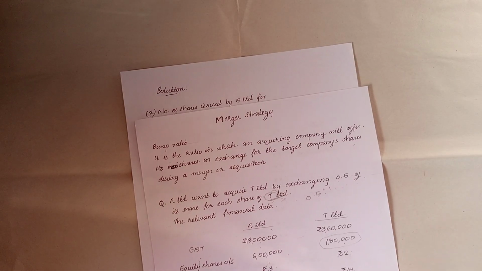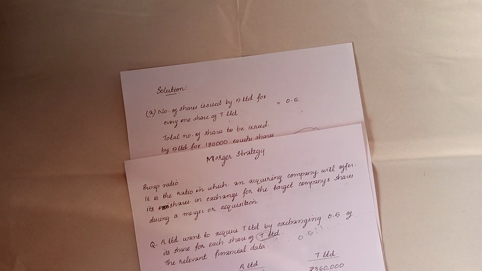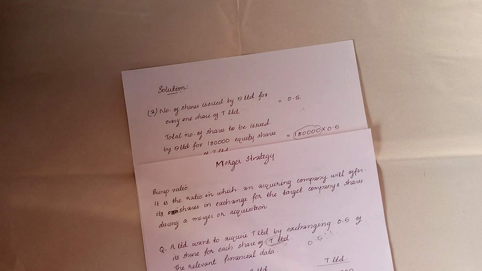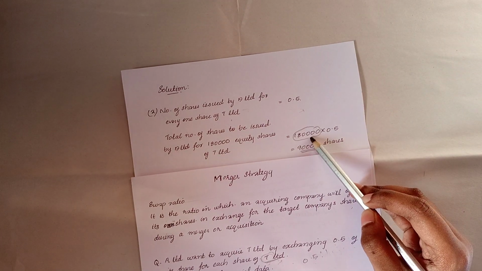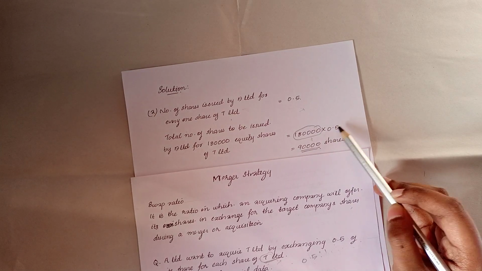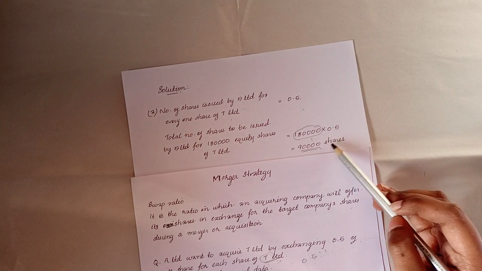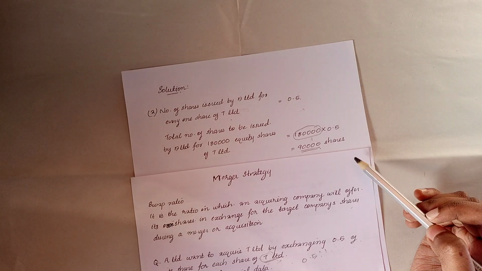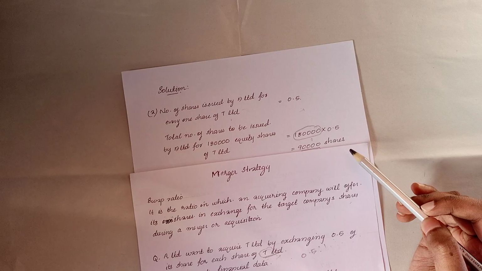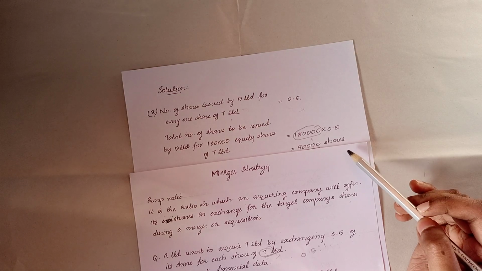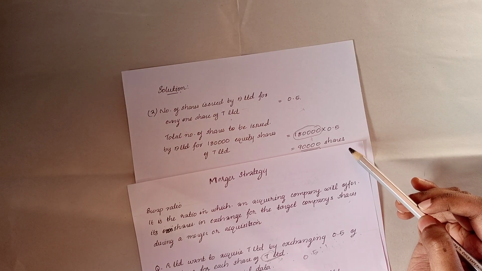So A Limited has to issue new shares to the shareholders of T Limited. To find that, we need to multiply the number of shares of T Limited by 0.5. We'll get 90,000 shares, which means A Limited will issue 90,000 shares to shareholders of T Limited. This is how we find the number of shares to be issued.